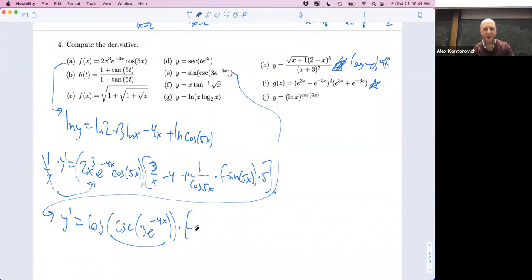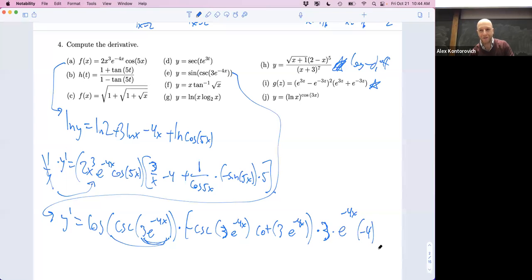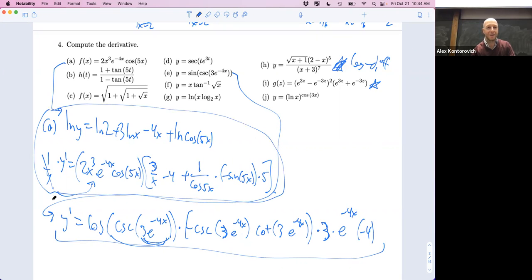So it's negative cosecant cotan. Is that right? Yeah. Okay. And then it's what of whatever's inside, which is 3 e to the minus 4x times 3 e to the minus 4x. And now I need to differentiate what's inside here, which is 3 times e to the minus 4x with another chain rule of minus 4. Okay, so that was part A. This was E.